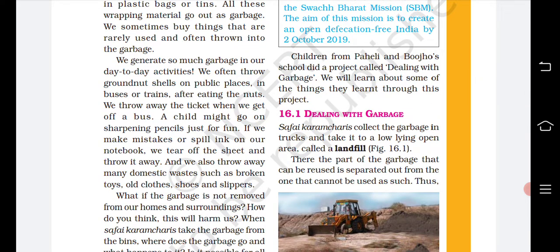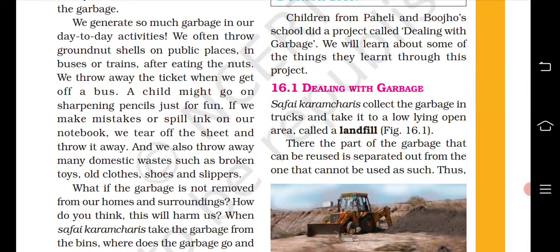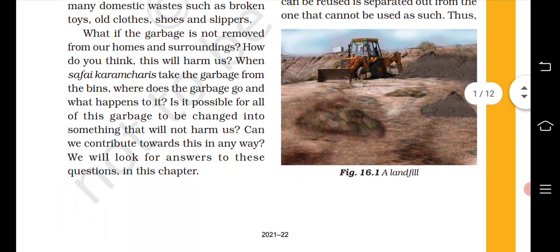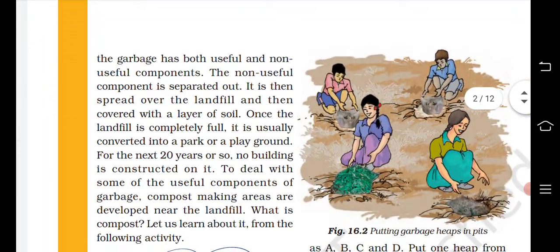Landfill. What is landfill? Safai Karmacharis collect the garbage in trucks and take it to a low-lying open area called a landfill. There, the part of the garbage that can be reused is separated out from the one that cannot be used as such. Thus, the garbage has both useful and non-useful components. The non-useful component is separated out. It is then spread over the landfill and then covered with a layer of soil.